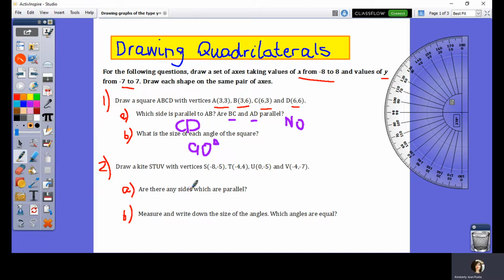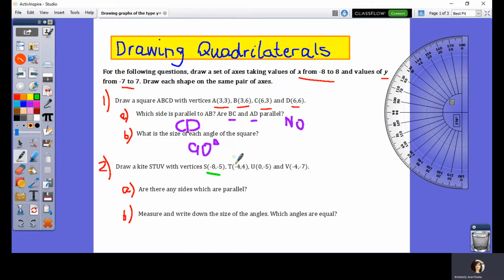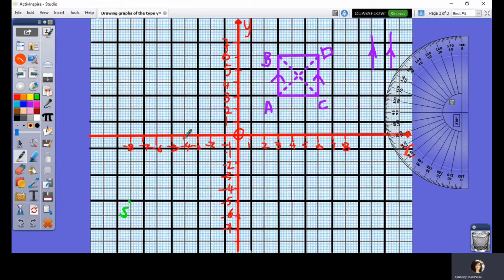Question 2, on the same axes, draw a kite STUV with vertices S (-8, -5). Let me start drawing it for you. We have -8, which is here, and you go down 5. So your S point is here. Then we have T (-4, 4). So -4 on the x-axis, you go up 4. That is our T.